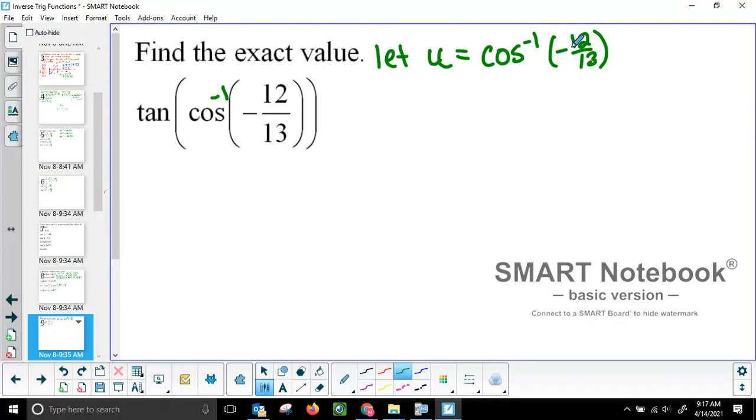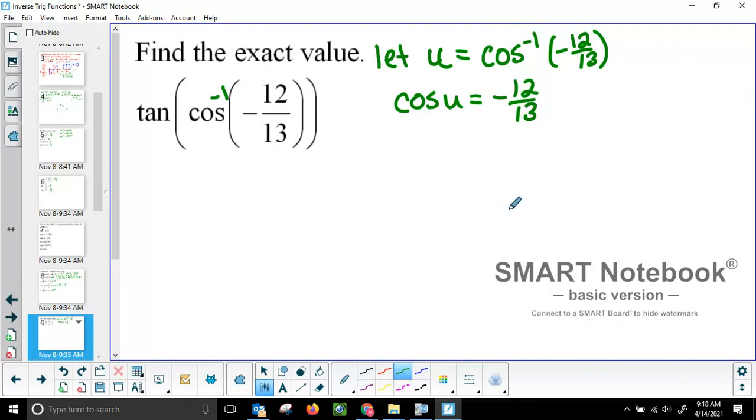Is this between negative 1 and 1? Someone say, yes, Mr. Crouch. 12/13 is definitely not 1. All right, so yeah, so we can take the cosine of both sides. And when I take the cosine of this side, it cancels out the inverse cosine. And now all I have is this.